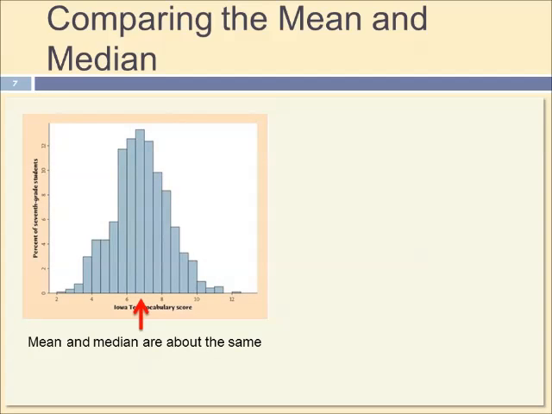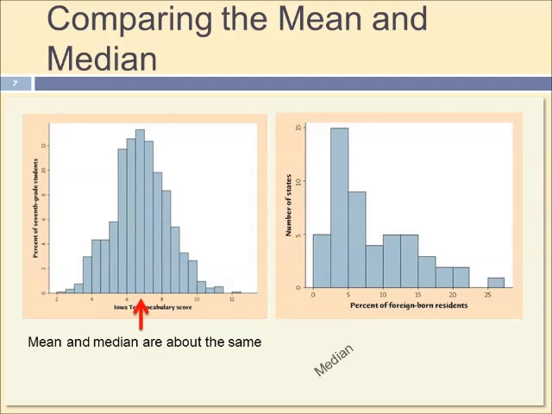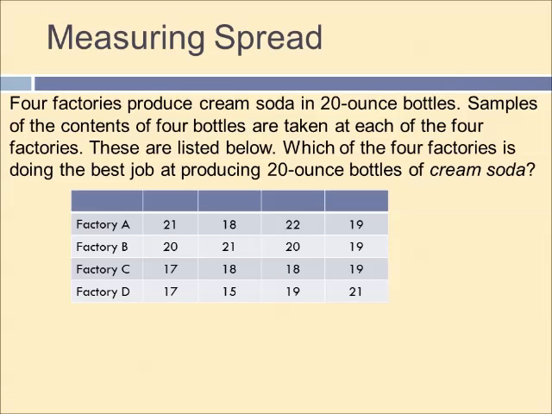So for example, here's a roughly symmetric distribution. The mean and median are about the same. For a skewed distribution, the median is around here. The mean is a little bit further toward the tail. It gets pulled by the more extreme values.